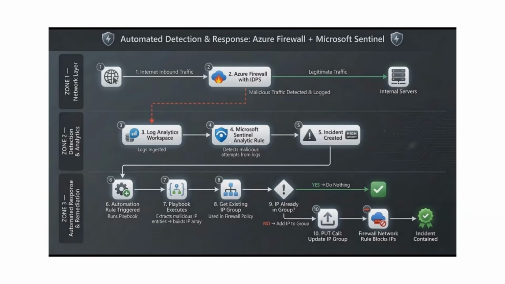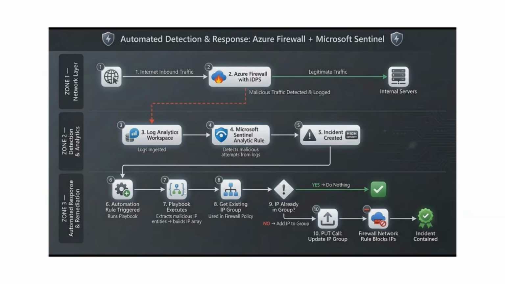With the help of Sentinel, we can do some detection and response on all of these logs. First of all, Sentinel will run the analytic rule that is there, and it will detect malicious attempts from logs, and then it will create an incident, as we can see here. Once the incident is created, we have set up an automation rule that will be triggered automatically by the incident. In that automation rule, we can set up some actions. One of the actions is to run a playbook.